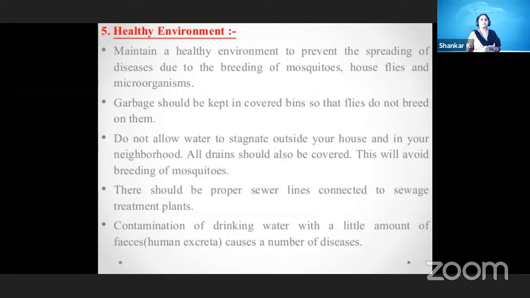And there should be proper sewer lines connected to the sewage treatment plant. Contamination of drinking water with even a little amount of feces causes a number of diseases. So we should not drink contaminated water.